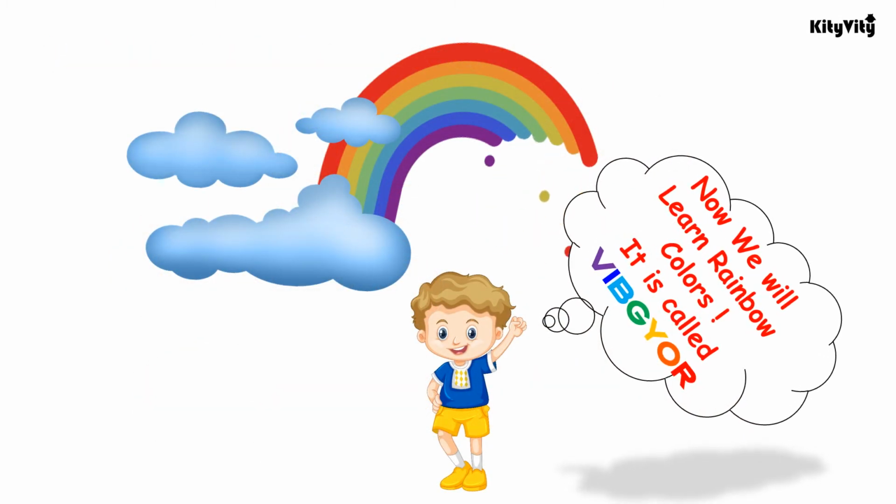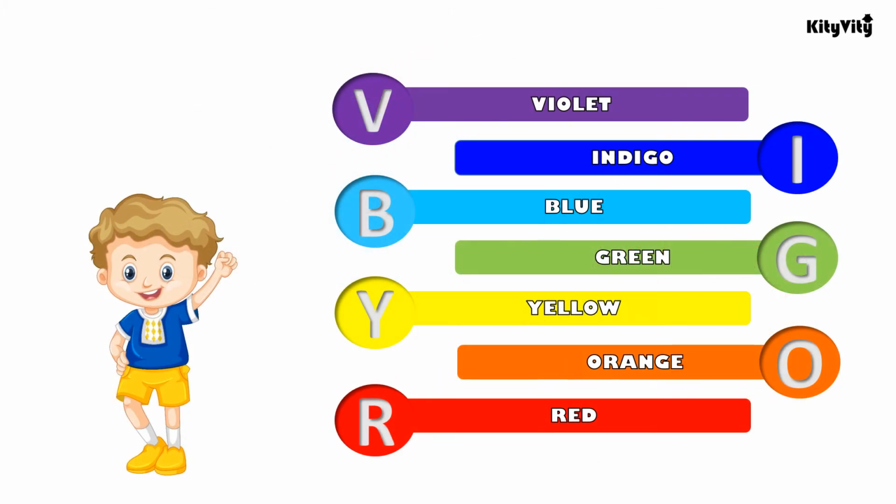Now, we will learn rainbow colors. It is called VIBGYOR. VIBGYOR stands for violet, indigo, blue, green, yellow, orange, red.